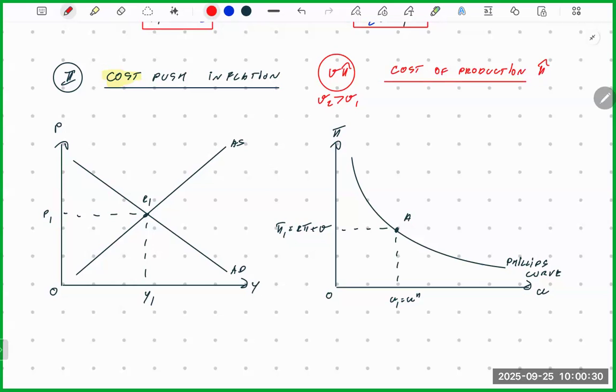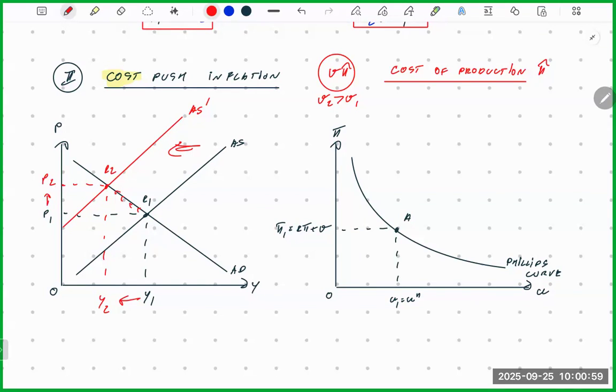For cost push inflation, the cost of production increasing is going to affect the supply curve. Supply is going to shift to the left or shift up. Shift up or shift to the left, same thing. Okay. AS prime. Equilibrium point changes from E1 to E2. What happened? GDP moving to the left. Economy slows down. At the same time, the price going up.